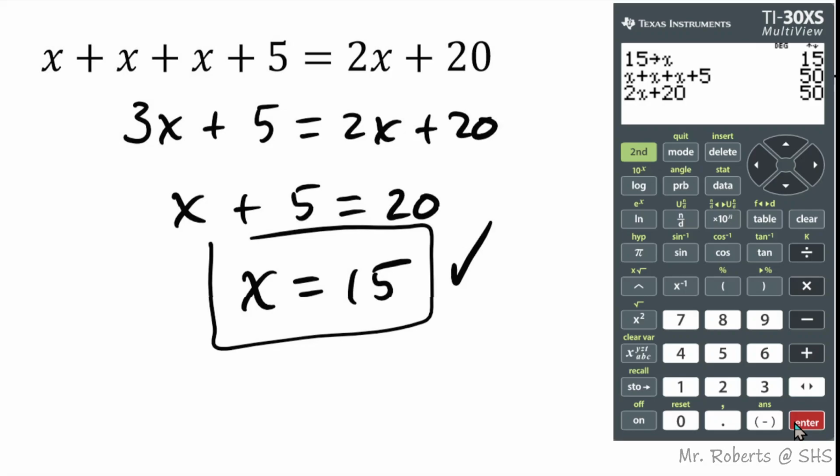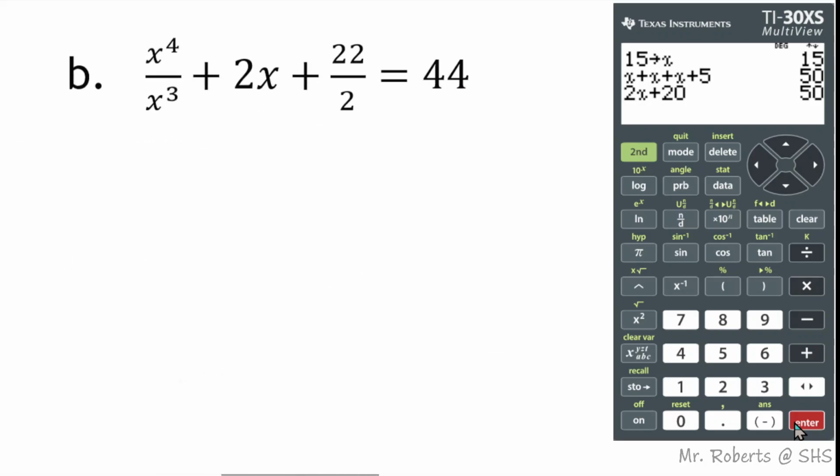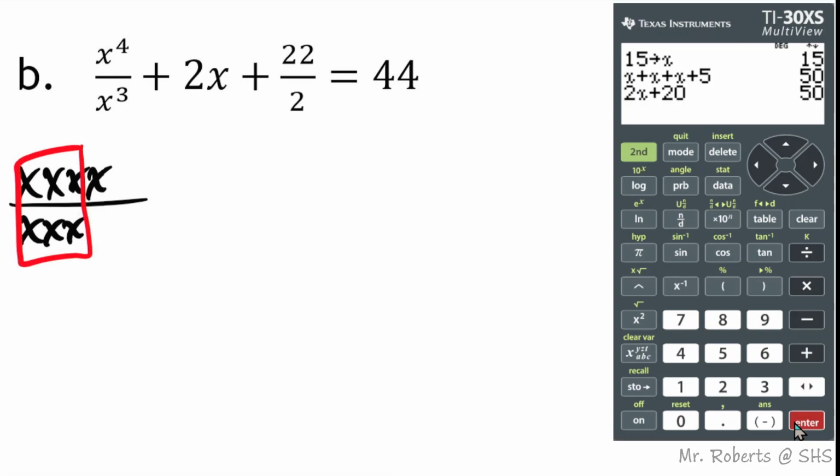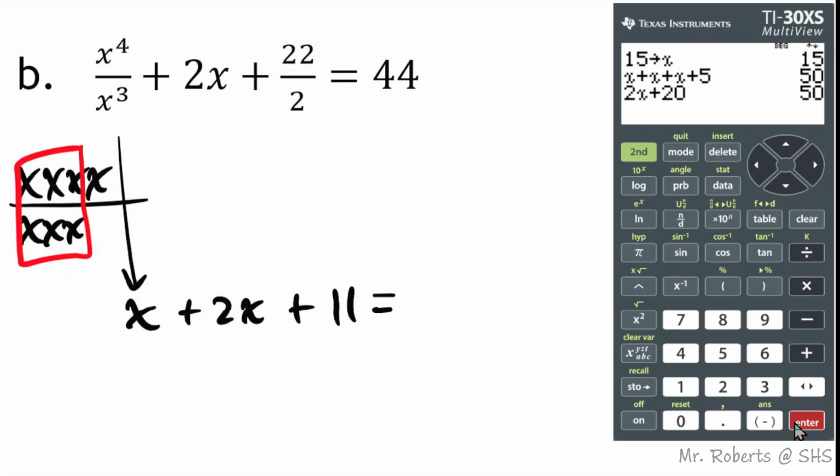X is 15. Next problem we have, this also would benefit from a bit of rewriting. So if I just consider that first term, x to the 4th, that's 4 factors of x over 3 factors of x. And if I was to look at that in terms of a giant 1, there's just a single x in the numerator. So that whole first term is nothing but x. So I can rewrite this thing as x plus 2x plus 22 over 2 is 11 equals 44. That is equivalent to 3x plus 11 is 44.